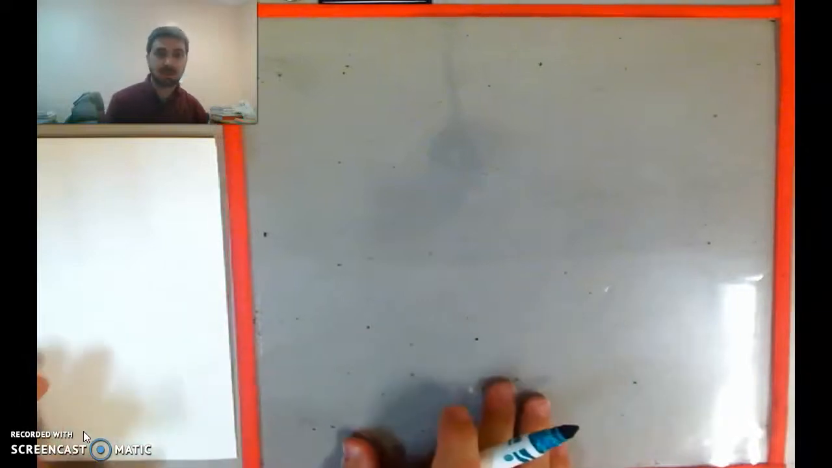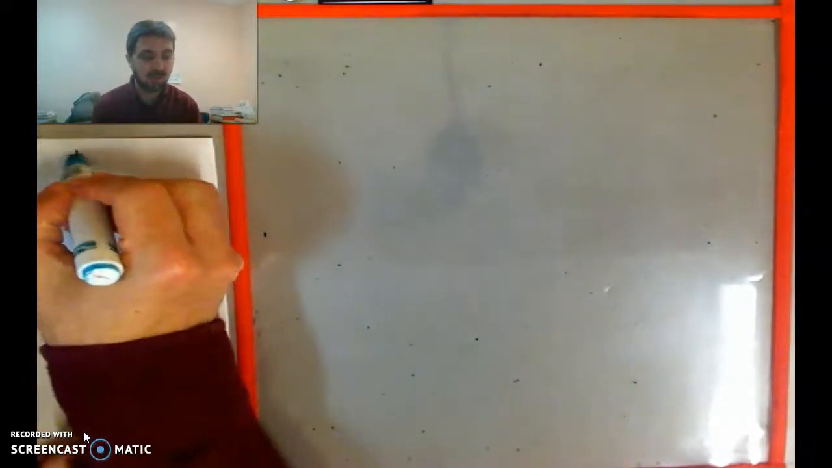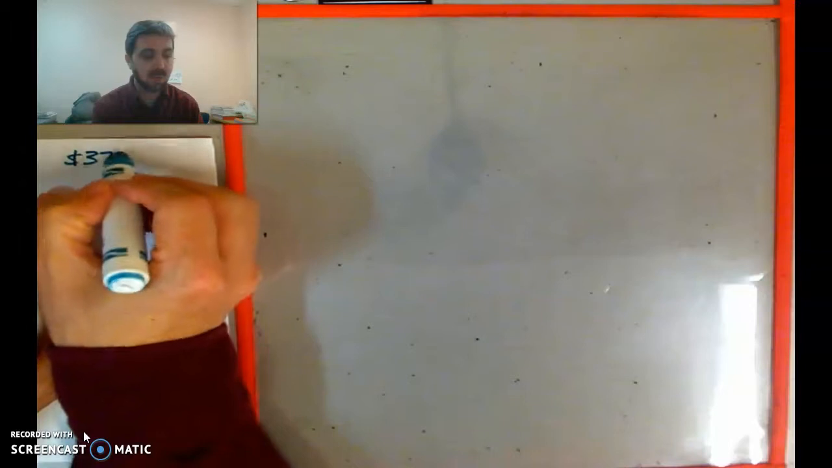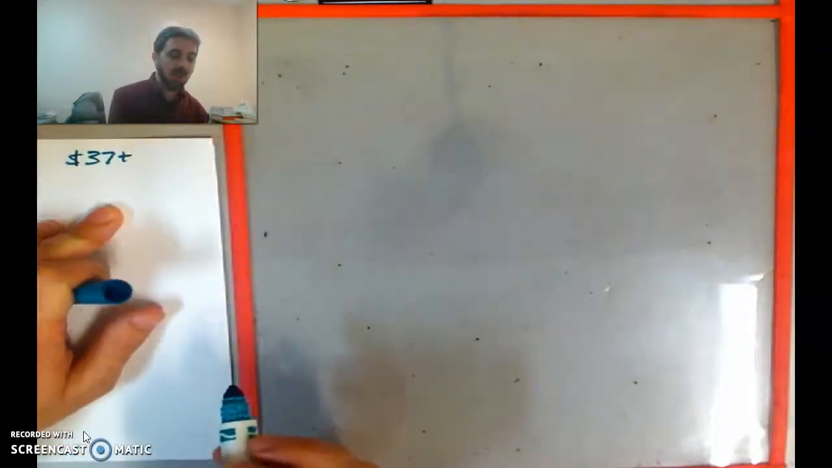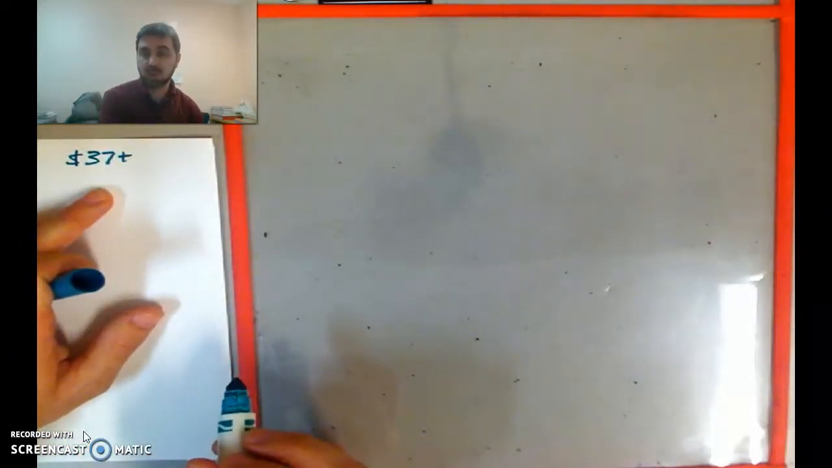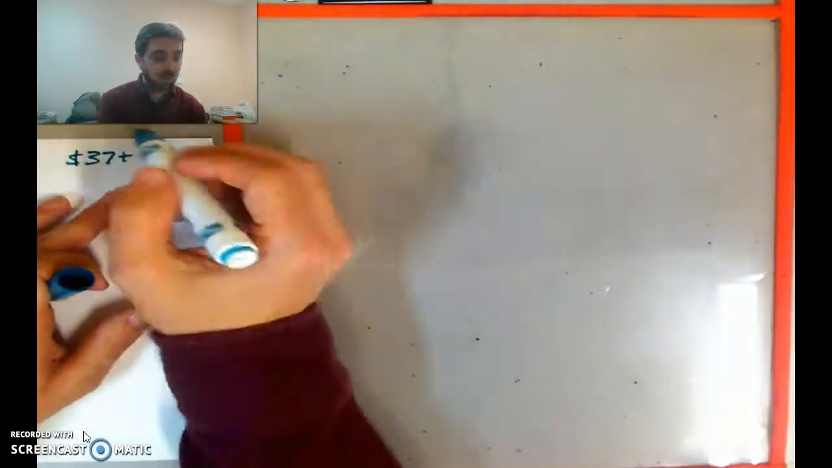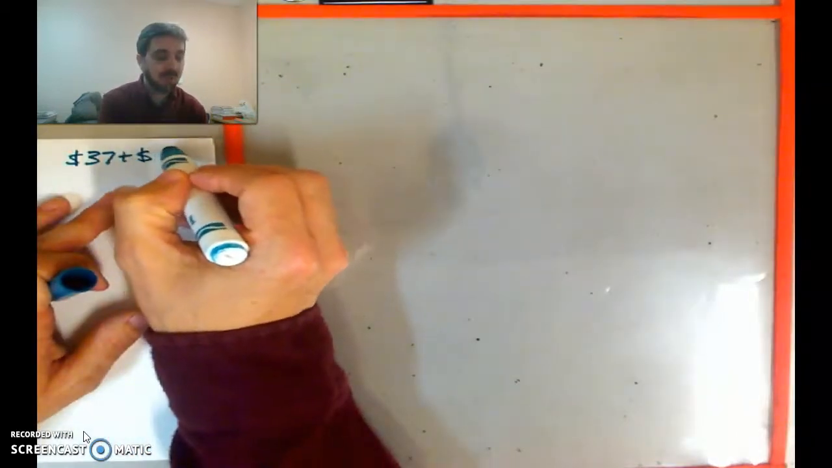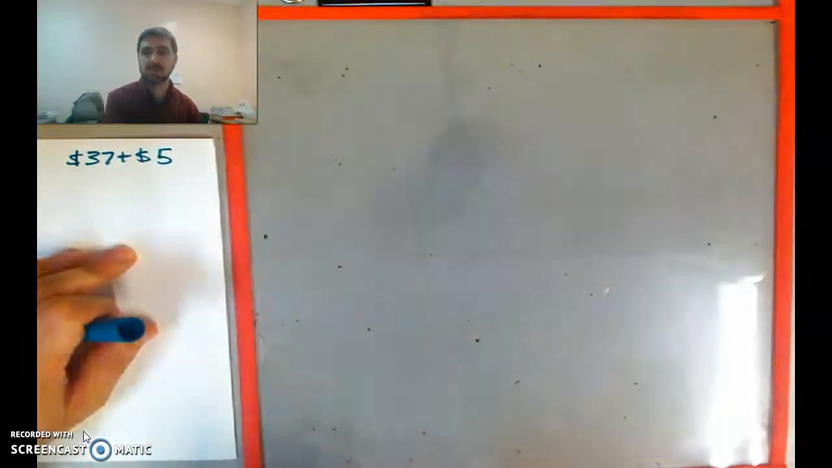So for example, what if you had $37 in your piggy bank and you did the dishes for a week? I don't know, you did something. You earned some chores and you got $5. Okay, so let's take a look.